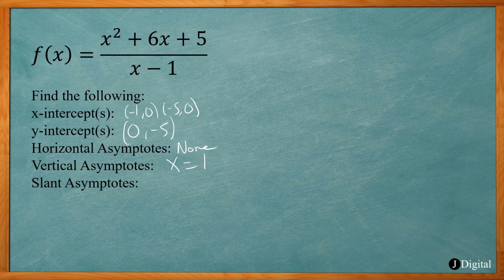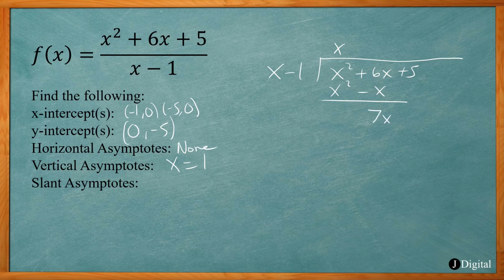So on this one, when the numerator is greater degree than the bottom, we're going to have a slant asymptote. And to find the equation of that, we take the x minus 1, and we're going to divide that into the x squared plus 6x plus 5. Alright, so we're going to have x here. X times x is x squared. X times negative 1 is negative 1x. I'm going to subtract. So 6x minus a negative 1x gives you 7x. Bring down the plus 5.